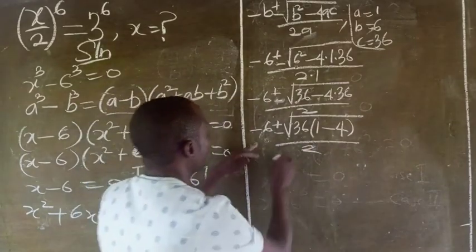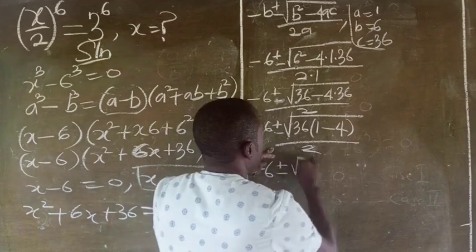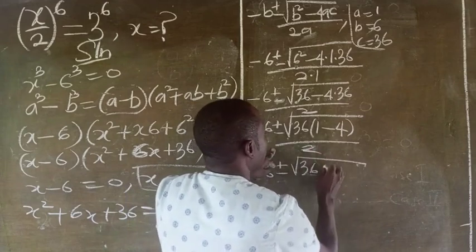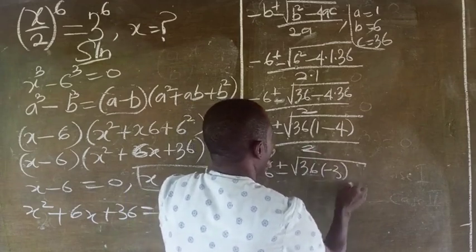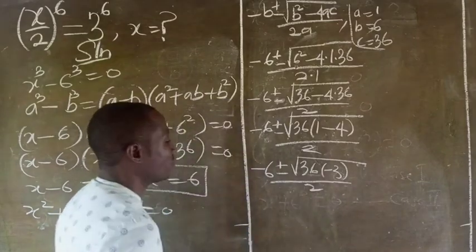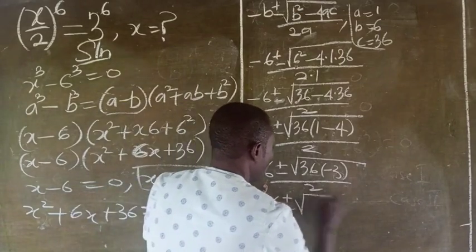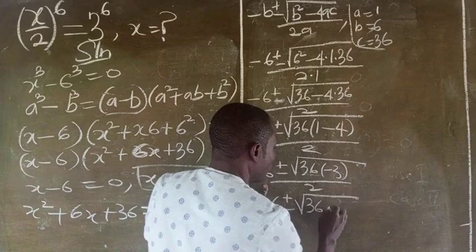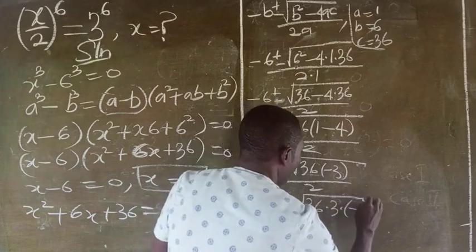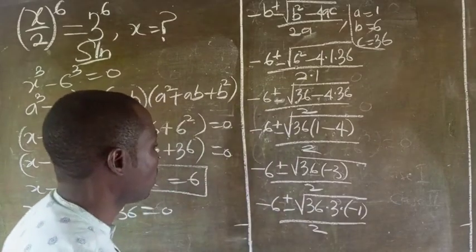And if you do this very well, you end up with minus 6 plus or minus square root of 36 times 1 minus 4, which is minus 3, all over 2. And this can be written as minus 6 plus or minus square root of 36 times 3 times minus 1, all over 2. Yeah, this is fine.